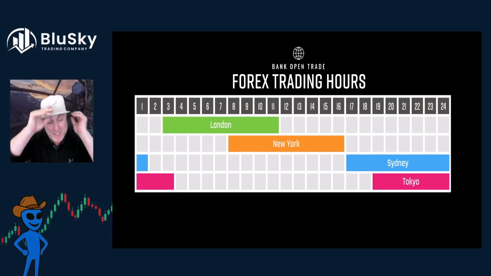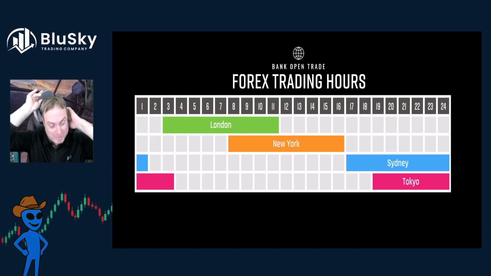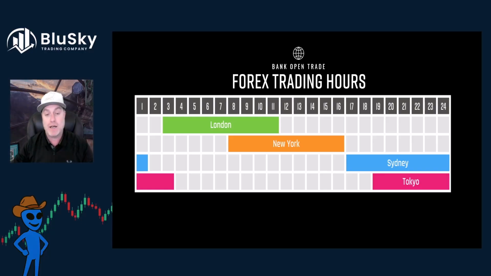The Bank of London Open is by far the biggest open in the world. It has more cash flow through the London Open. I want you to think about this, guys. There's four major banks in the world. You have the Bank of London, the Bank of New York, the Royal Bank of Tokyo, the Royal Bank of Australia, and then the Bank of Tokyo. Those are your four major banks.